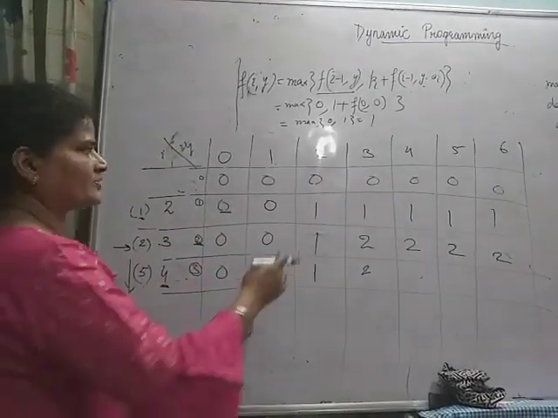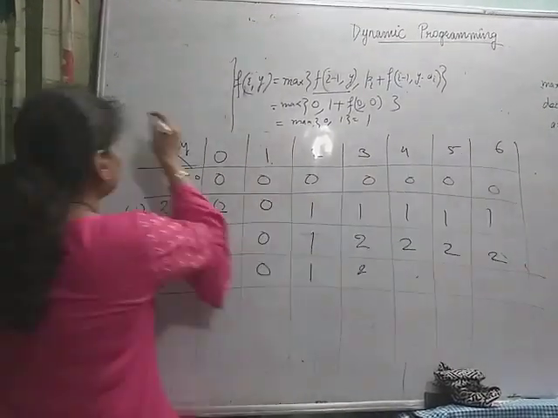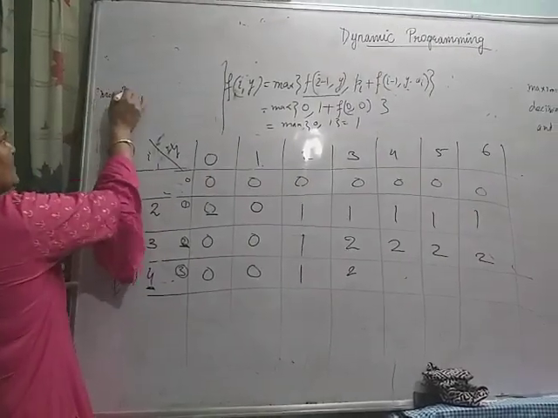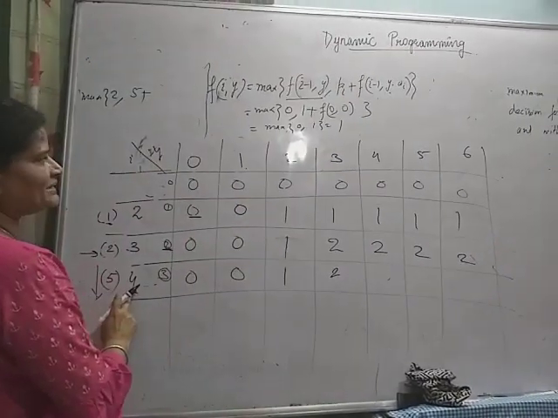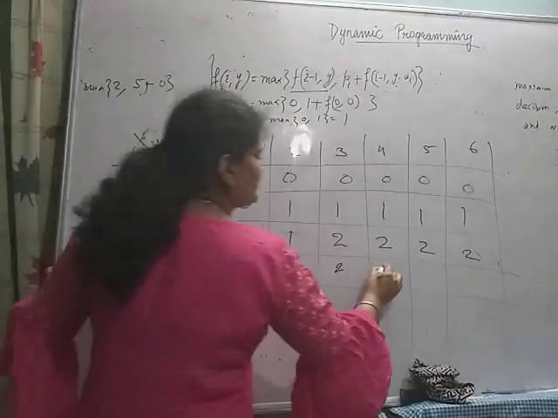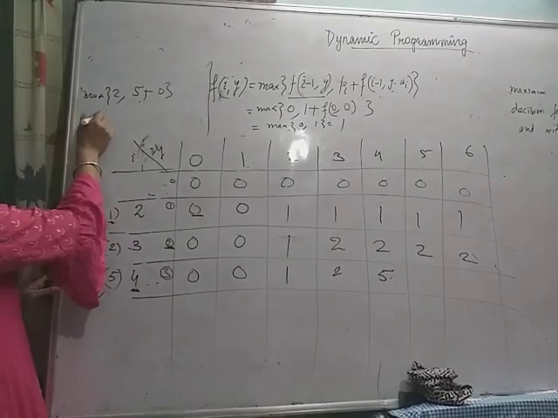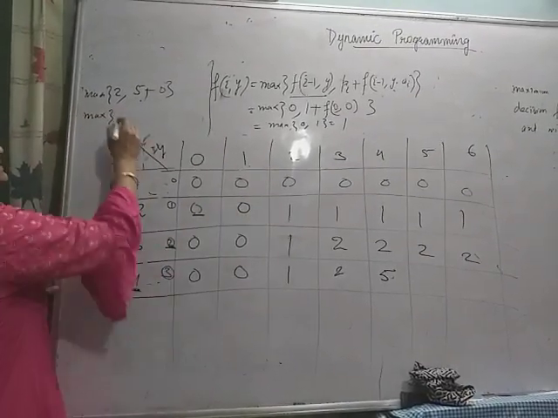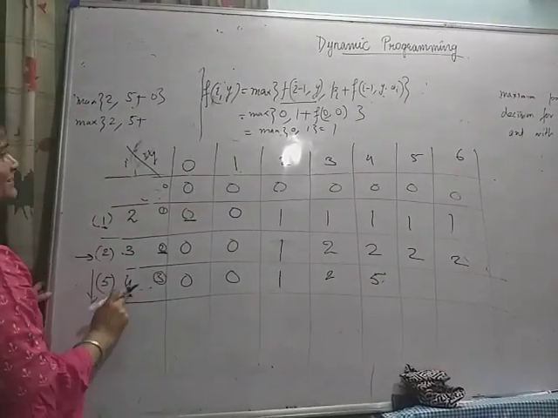Now come to 4. The profit is what? 5. So here I will compute what? The maximum of 2, 5 plus 4 minus 4, that is 0. So this is 0. So here the maximum is 5. Okay. Now 5 means maximum of what? The previous entry is 2, 5 plus 5 minus 4, that is 1.